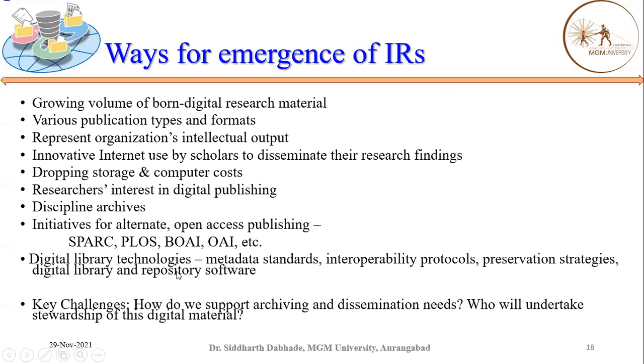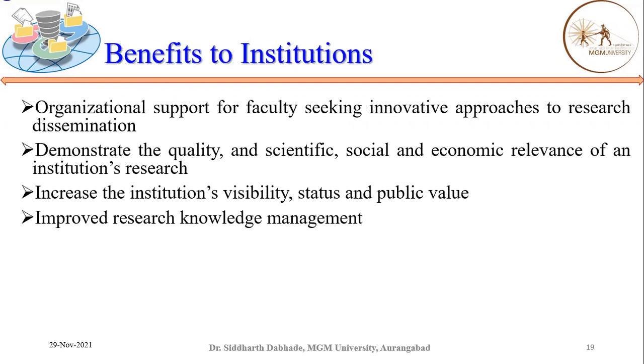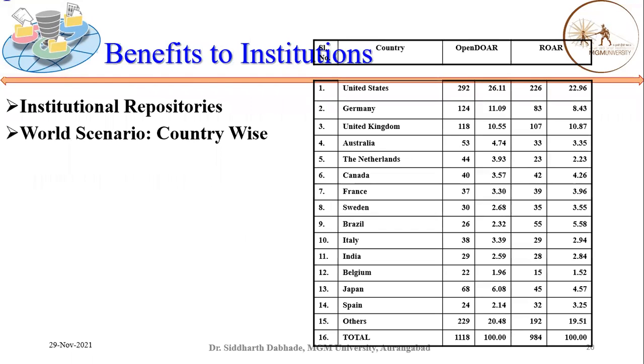So these are certain open access publishing platforms like SPARC, PLOS, BOAI. Digital library technologies may include metadata standards, interoperability protocols, preservation strategies, digital library and repository software. So many things are there, and it is very useful at the institution level.